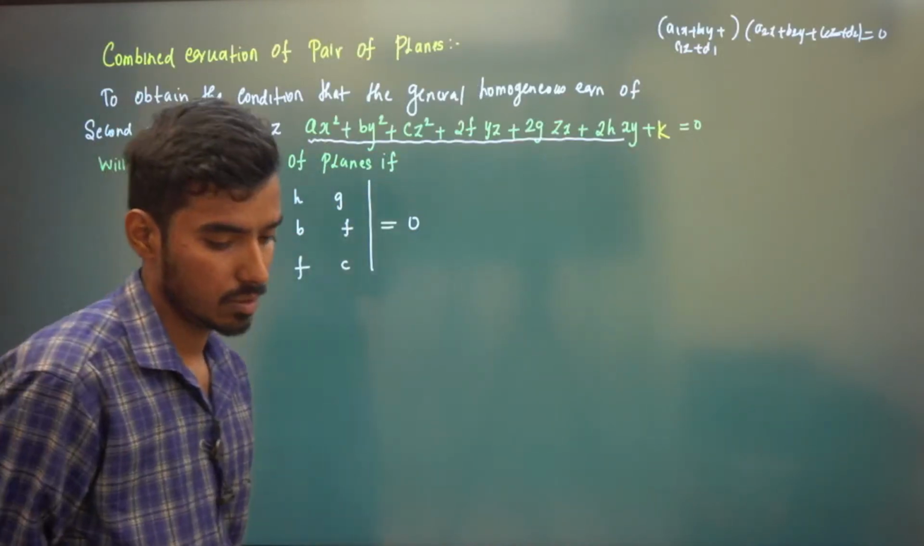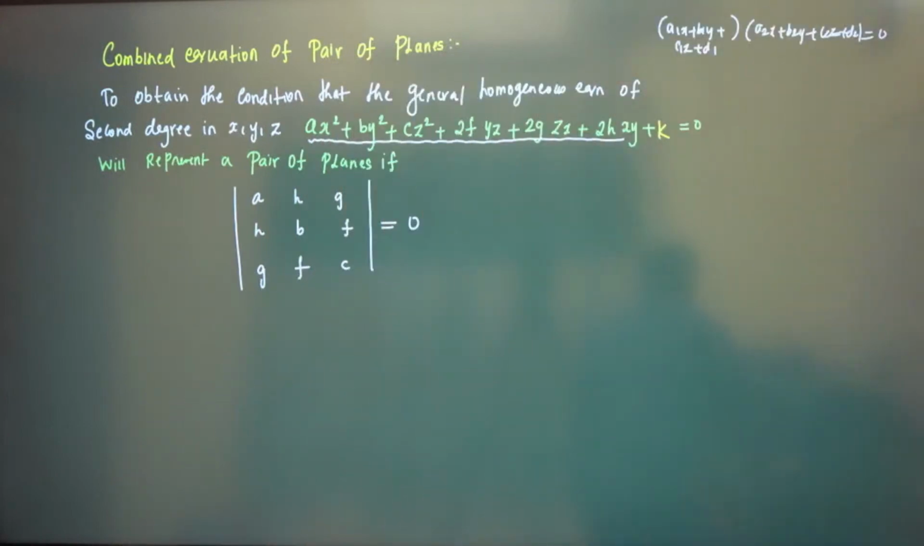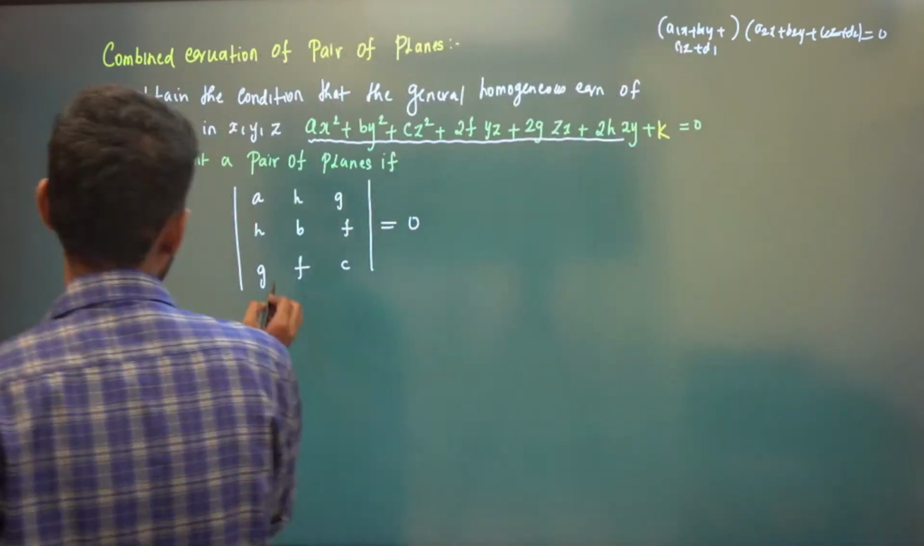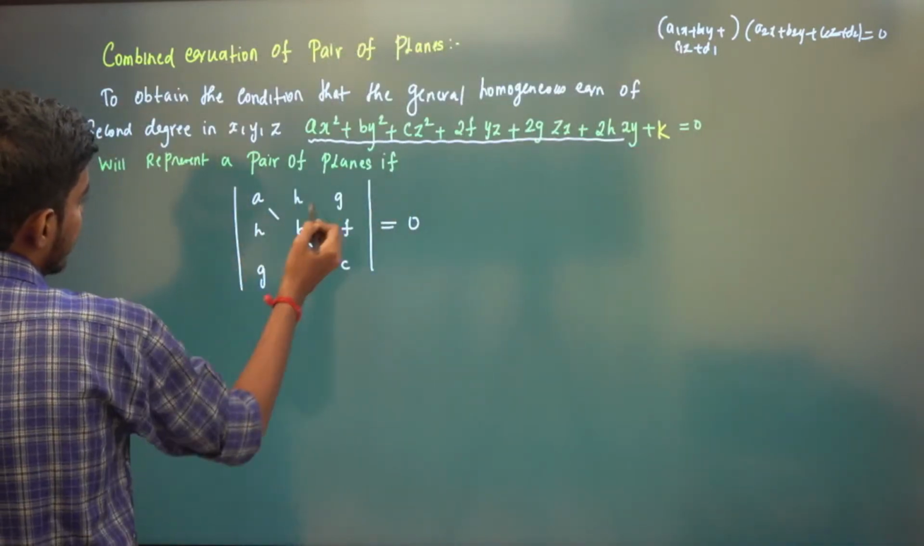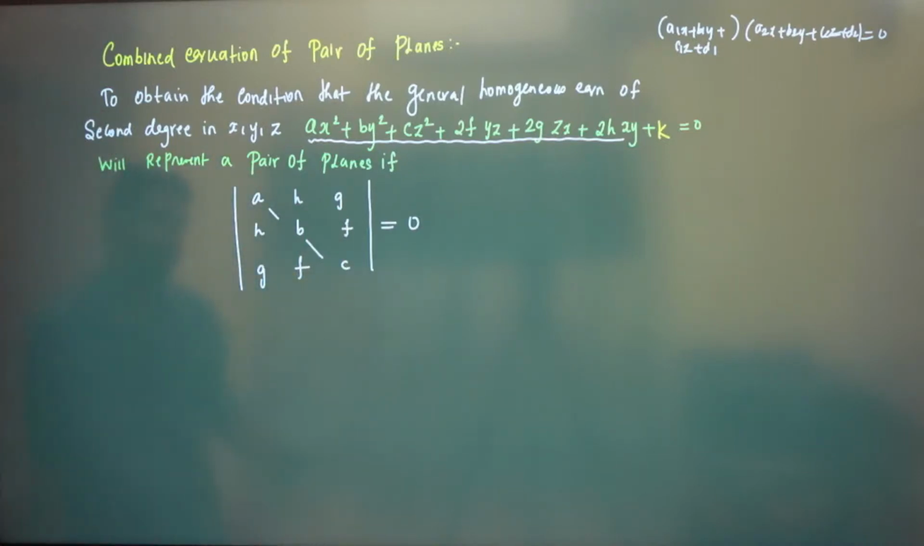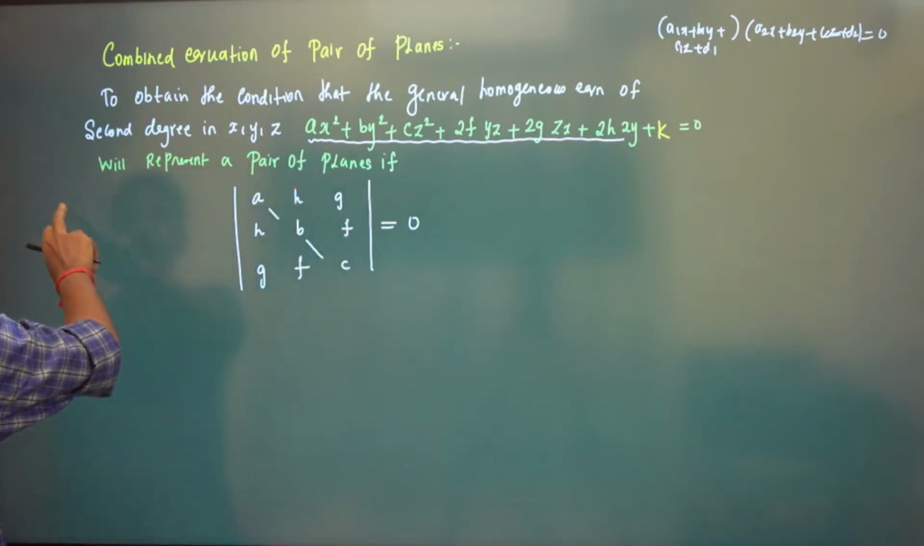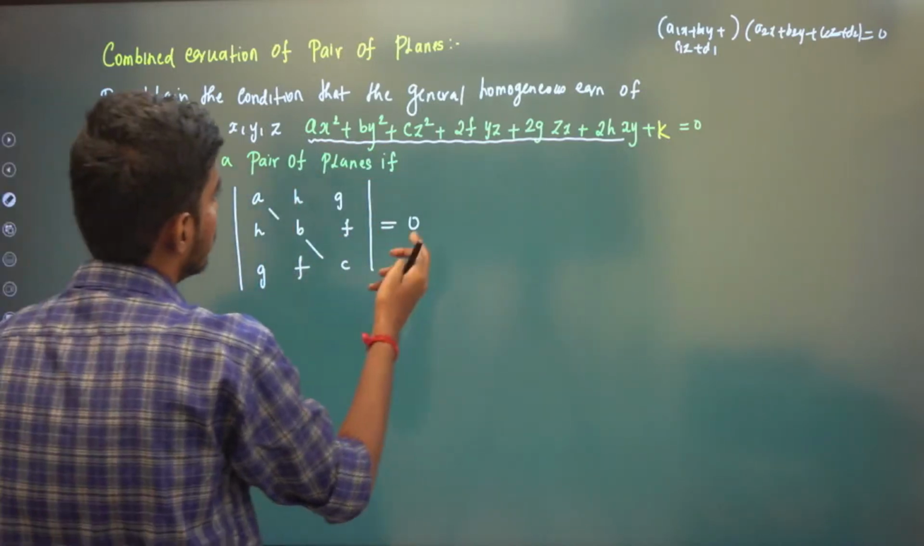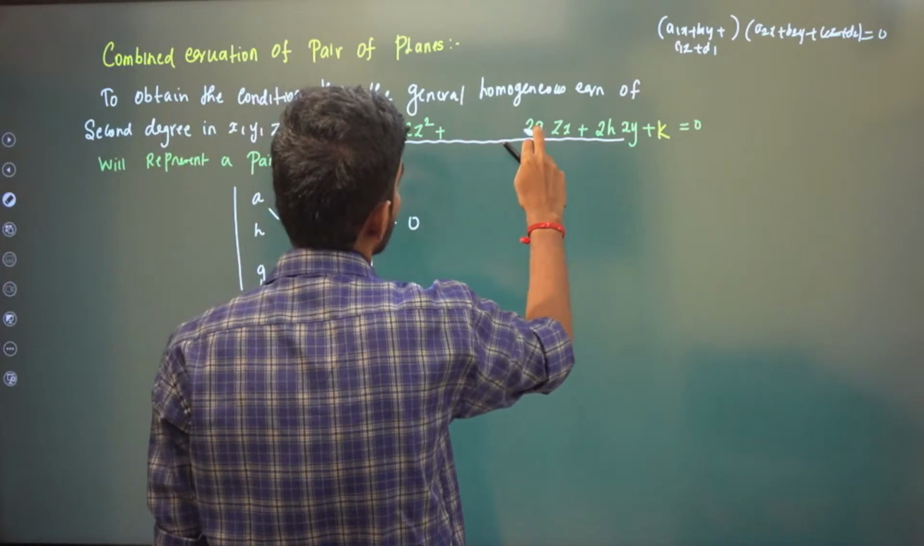So if you want to show a general second degree equation represents a pair of planes, the determinant has to be 0. That is, a, b, c. This is a symmetric matrix, right? So just write a, b, c, h, h, g, g, f, f. You can also write in this order, so it will be easy for you to remember.